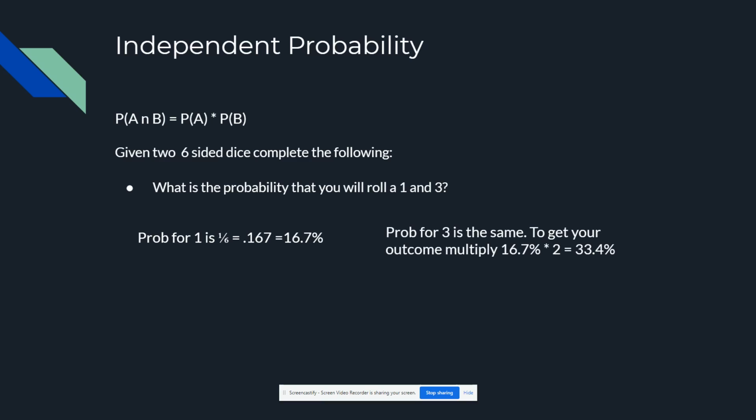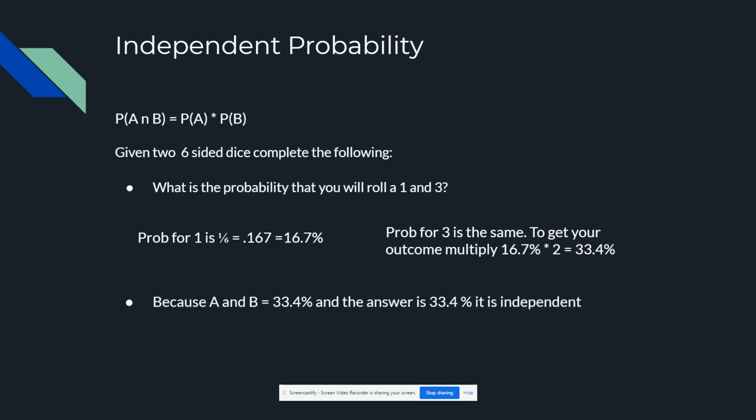Then finding the probability for 3 is the same, because 3 is also 1/6. So to get your outcome, you have to multiply your probability of A, which is 1/6, times the probability of B, which is also 1/6. So 16.7 times 2, which is going to equal 33.4% chance of getting that outcome.